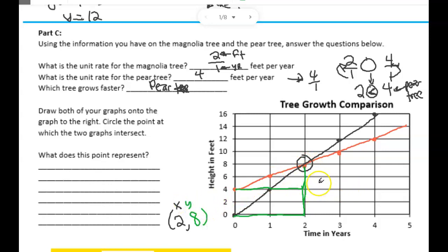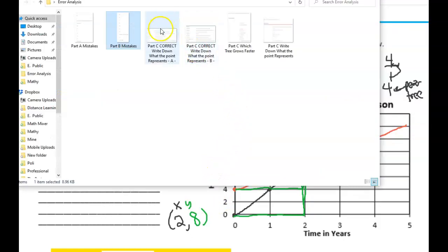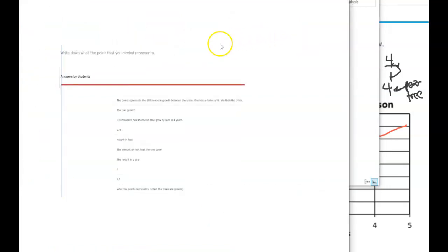All right. So we have that point there, but it says, what does this point represent? Let's go ahead and take a look at what some students put so we can talk about this. What does the point represent? Let's get a little bigger here.